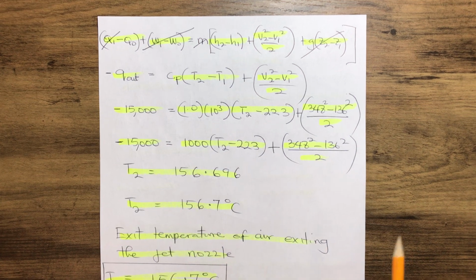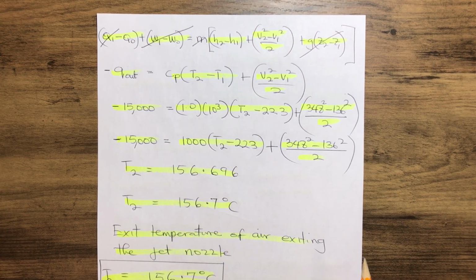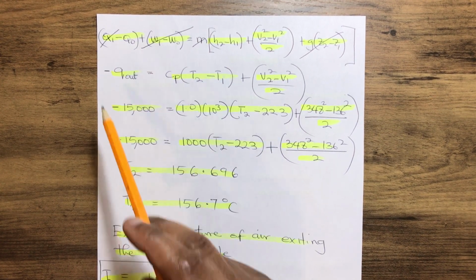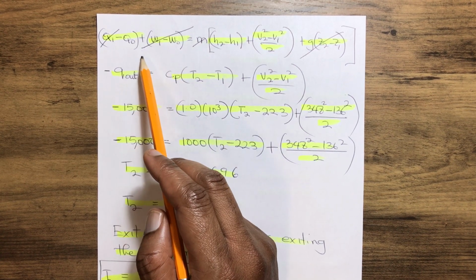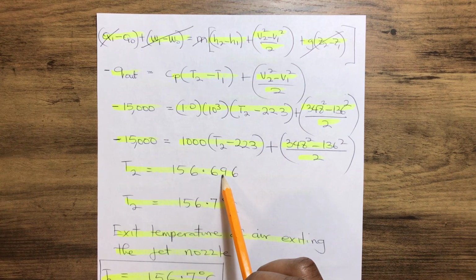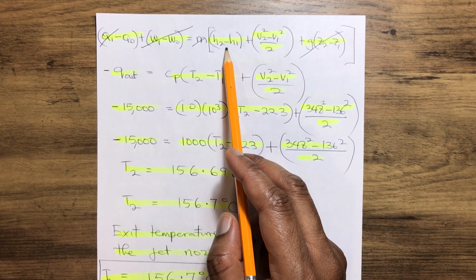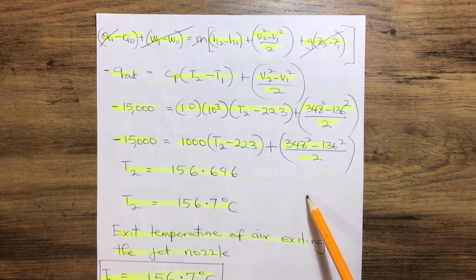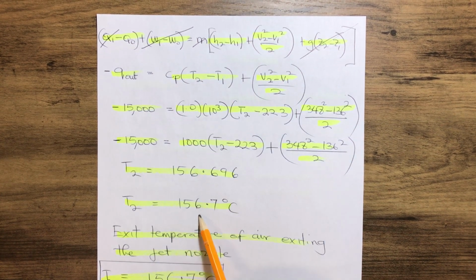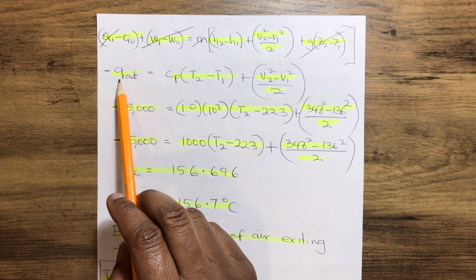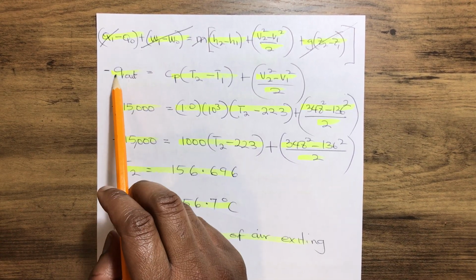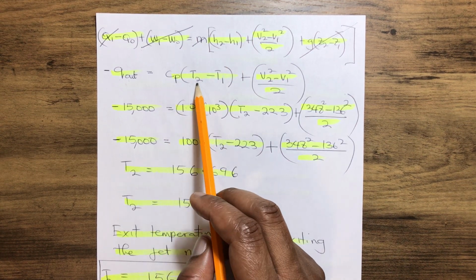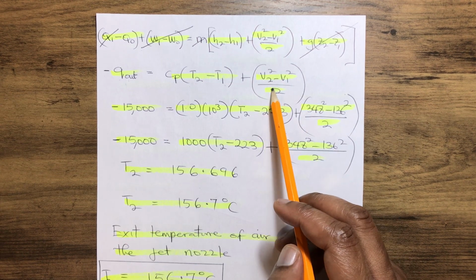Now, from our steady flow energy equation, we are not given the Q in, so it's cancelled. There's no work done on the nozzle, so it has to be cancelled. Now we have the change in enthalpy. We have the change in kinetic energy, but we don't have the change in potential energy, so that's cancelled. Now we are not given the mass flow rate, that's cancelled too. So from here we have negative Q out, that is the heat energy lost, equals Cp times the change in temperature, that gives us Cp (T2 minus T1) plus the change in kinetic energy.